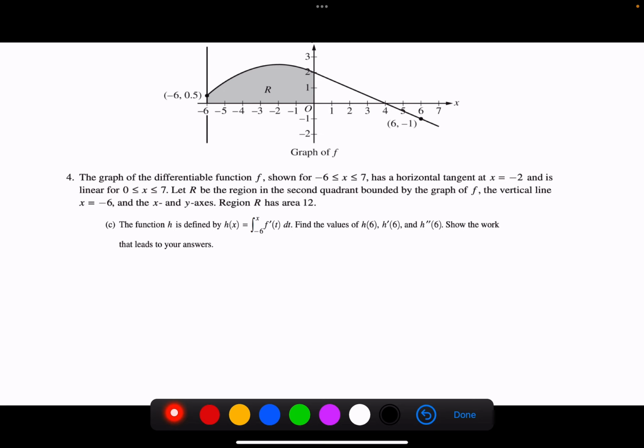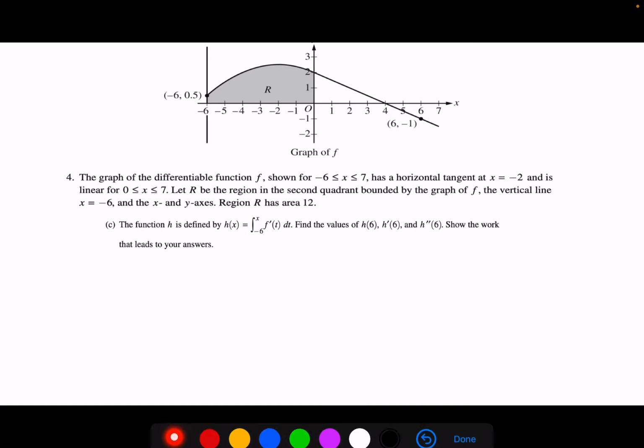Moving on to part C, the function h is defined by h of x equals the integral from -6 to x of f prime of t dt. Find the values of h of 6, h prime of 6, and h double prime of 6. Let's go ahead and do just that, and we want to show that work, obviously.